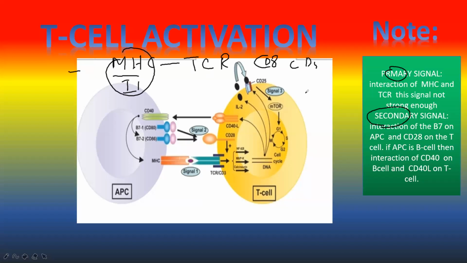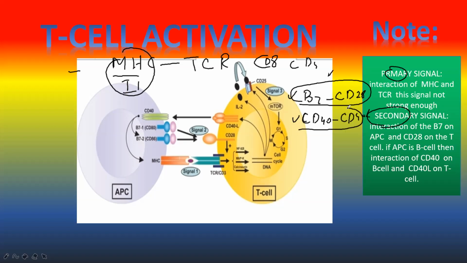The secondary signal is between B7 and CD28, okay? Another secondary signal, CD40 and CD40L. These are two secondary signals, okay? This secondary signal is for macrophage, and for dendritic cell. They use this. If the B cell gives antigen to T cell, then the secondary signal is not this, okay? Then the secondary signal is CD40 and CD40L. Okay, so we already did this, okay?